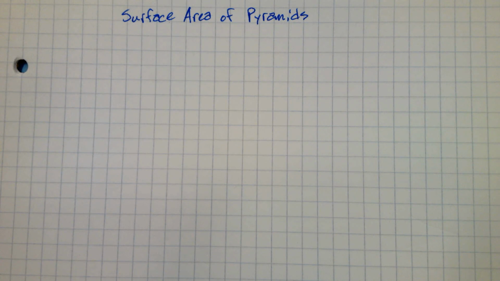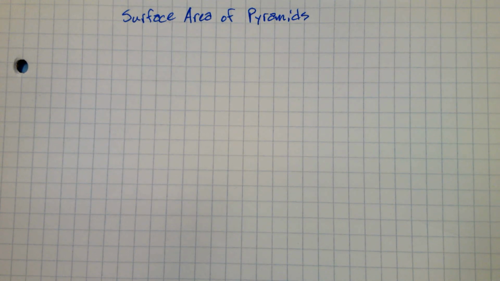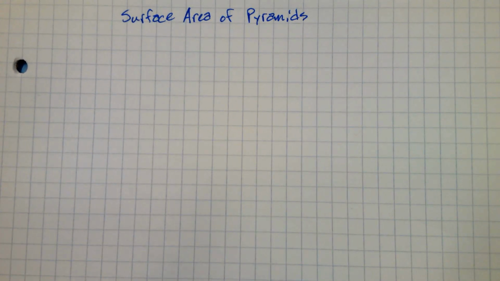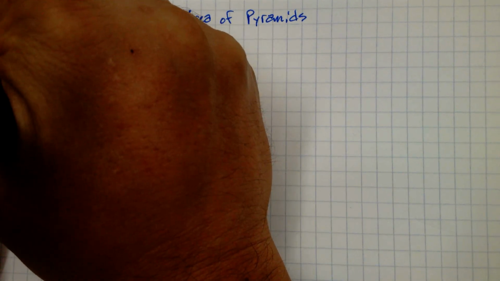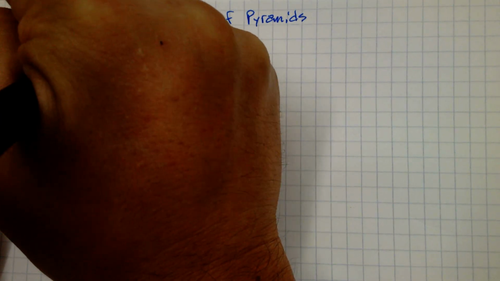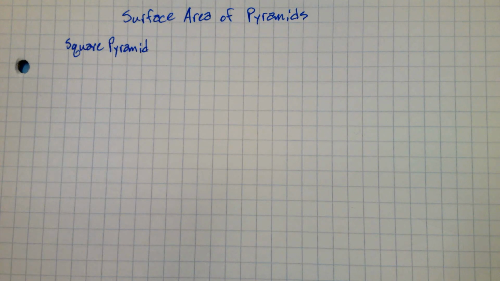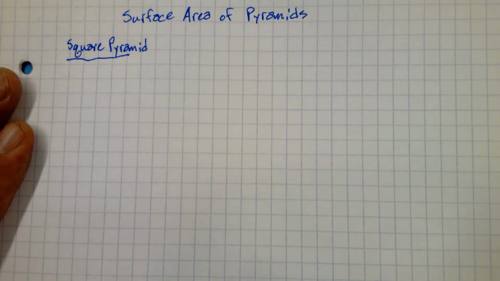All right, so we are going to learn how to calculate the surface area of pyramids. The first thing we better do is draw a pyramid. So I'm going to draw a square pyramid to begin with.